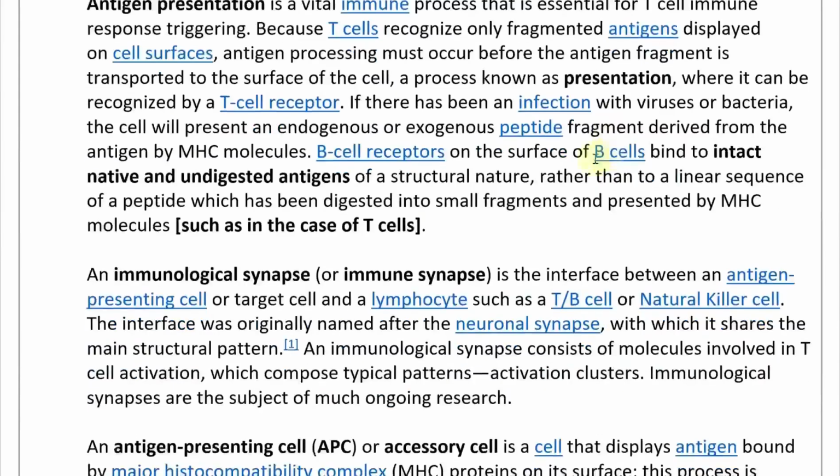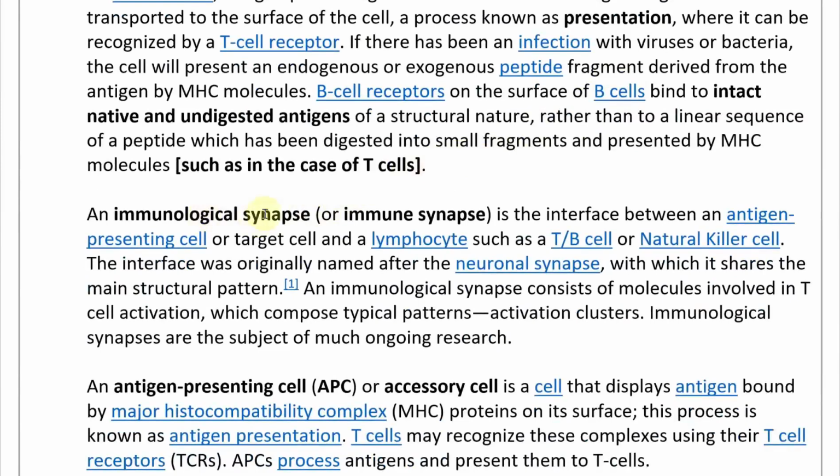All right, synapses. An immunological synapse or immune synapse is the interface between an antigen-presenting cell or target cell and a lymphocyte such as a T/B cell or natural killer cell. Yeah, so it's similar to that electrical synapse, and it's basically that interface or junction between the two. So the B cells, you have the lymphocyte and the antigen-presenting cell or target cell. So the interface was originally named after the neuronal synapse with which it shares the main structural pattern.